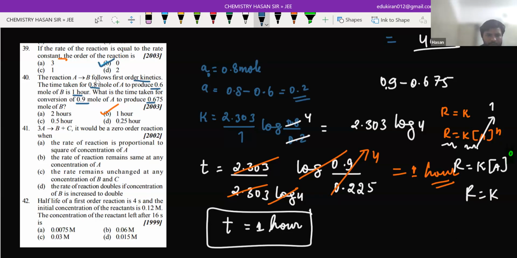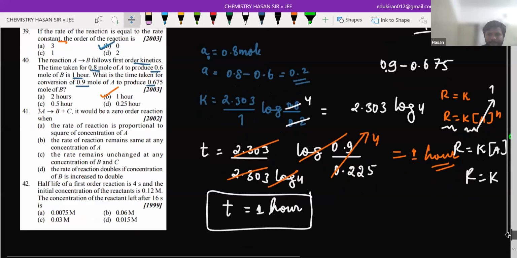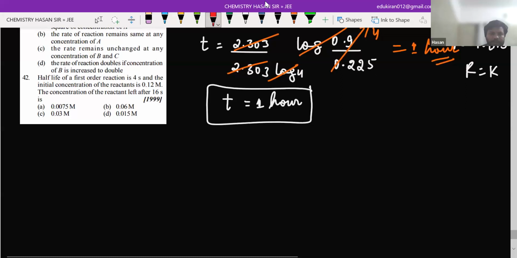Shahid, any answer for question number 42? 42 is also very easy. Should I explain question number 42, Shahid, Fadil? Okay, see question number 42.